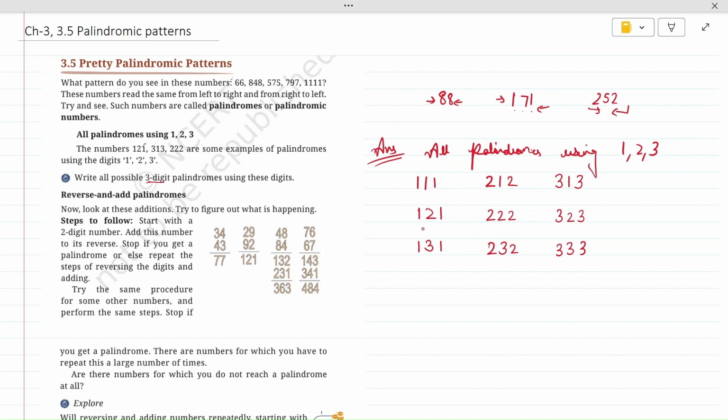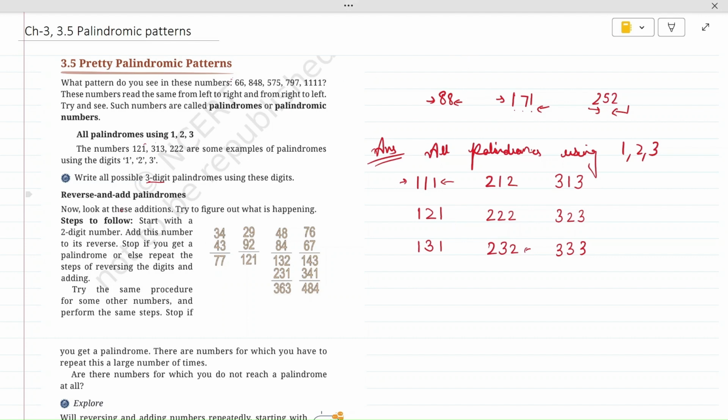See, if we read these numbers from any side, here or here, the number is the same: 111, 121 or from here also 121. Similarly 232 from here and 232 from this side as well. 323, 313. So if we read these numbers from any side, the number is the same. All these numbers are palindrome numbers.